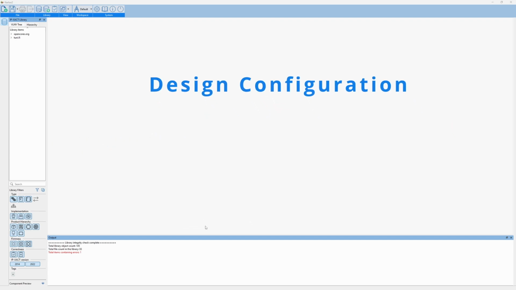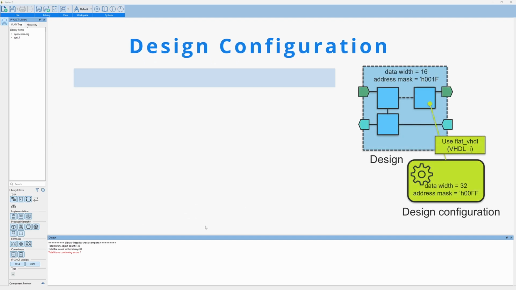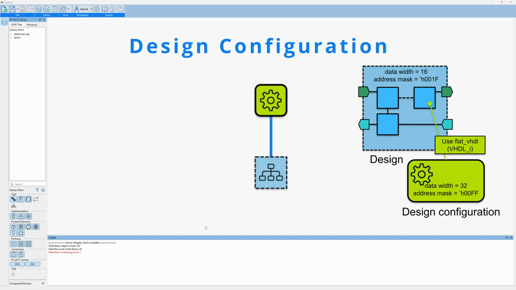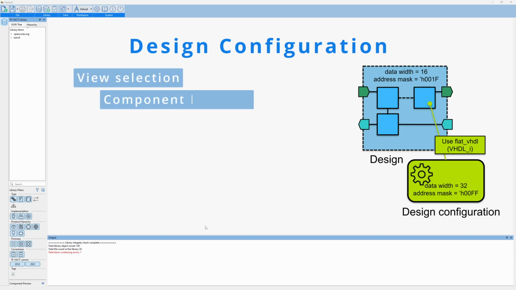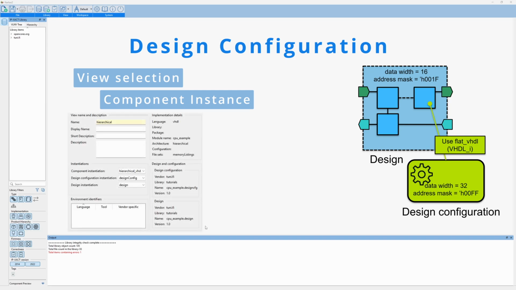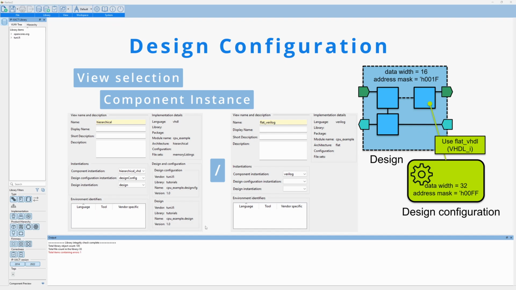An IP-XACT design configuration contains additional configuration options for a design. Design configurations are linked to a single design, but a design can have multiple design configurations. Design configuration contains the view selection for each component instance. The instantiations of the view are activated when the view is selected, allowing the component instance to be modified for different purposes.